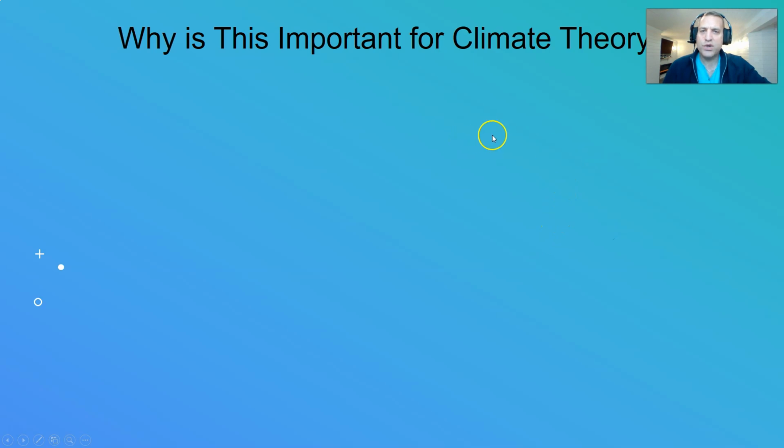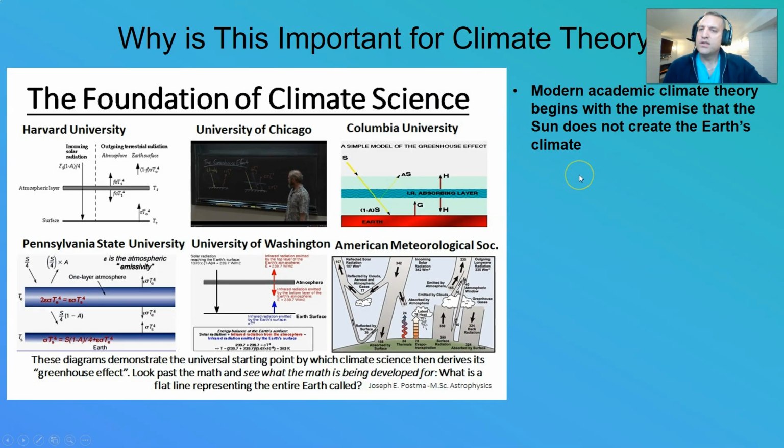So why is this important for climate theory? Well, as we have seen before in my previous videos, the foundation of climate science begins with the premise that the sun does not create the Earth's climate, and we have actually seen them say this in the peer review process. They have actually stated and doubled down their position that the sun does not heat the Earth and does not create the Earth's climate. These are all foundational diagrams that are taken from various universities, and here even at the University of Chicago is a video lecture of the professor actually drawing a flat line on the board and writing in the expression for how powerful sunlight would need to be on a flat Earth, which makes sunlight unable to heat the Earth or create the climate.